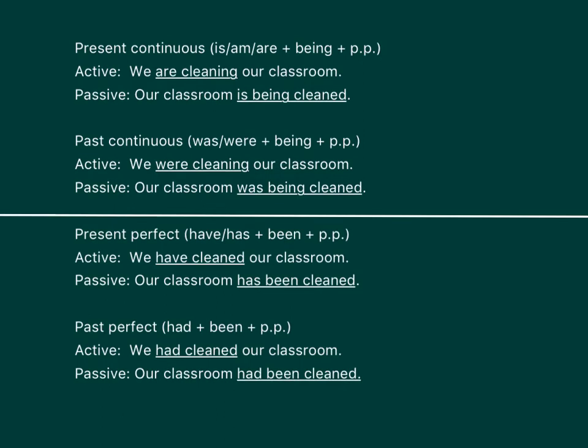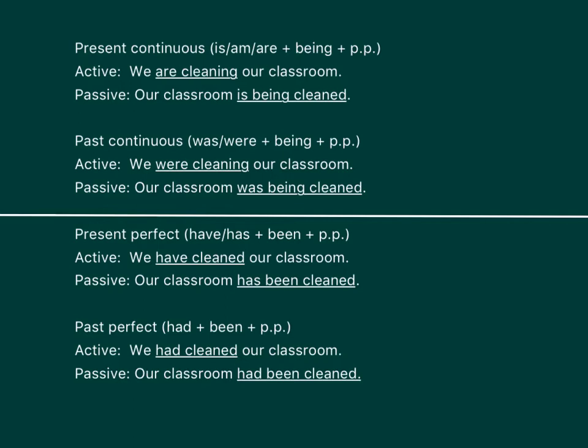In the present perfect tense, the passive voice is formed by the word have or has added to the word been added to the past participle of the verb. For example, in active voice, we have cleaned our classroom. In passive voice, we have our classroom has been cleaned.